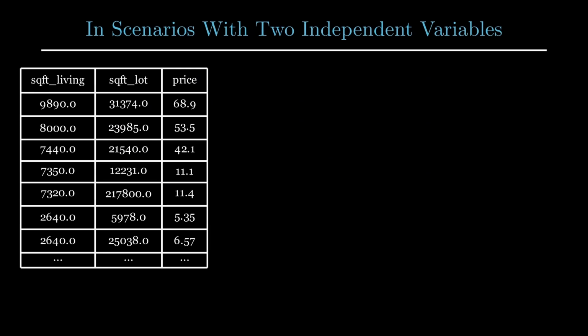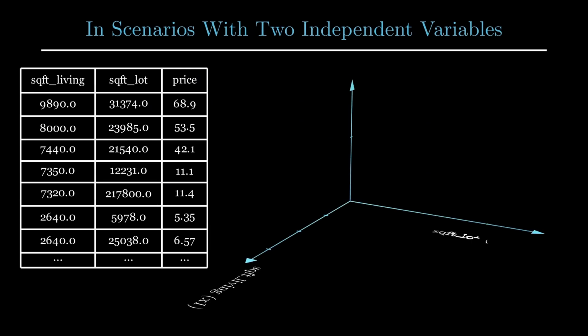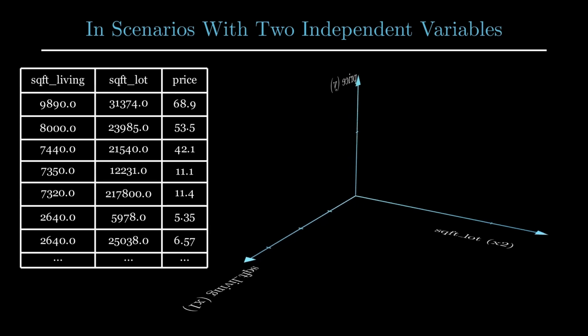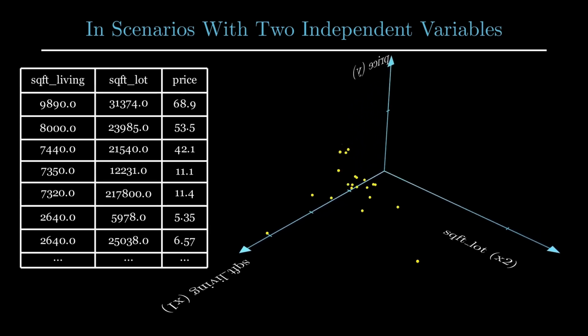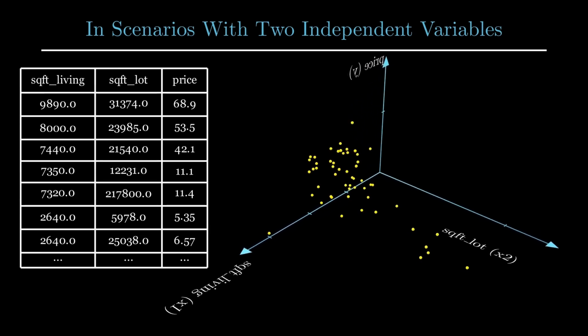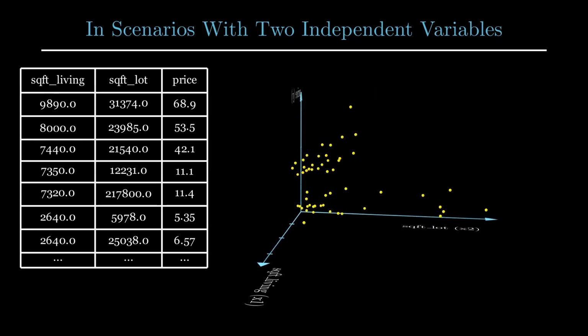Now, let's think about when we have two independent variables. Price is still the dependent variable, but now the independent variables are house area and total lot area. Since we have two independent variables, we'll call them x1 for house area and x2 for land lot area. We can plot price y against these two variables in 3D. When we plot about 60 points, we can see a trend. As house area increases, price goes up. As lot area increases, price also goes up.